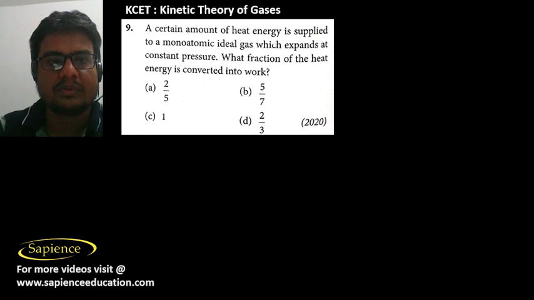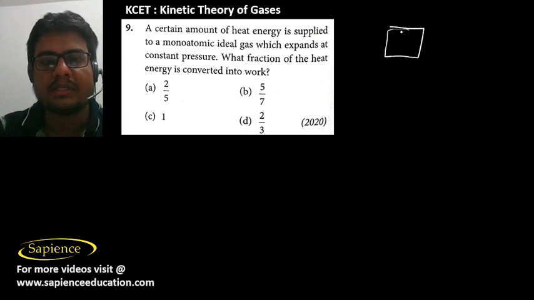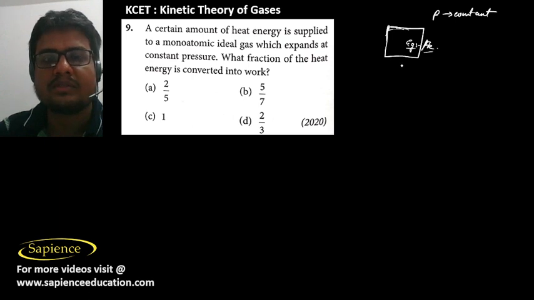Then it is told that a certain amount of heat energy is supplied to a monoatomic ideal gas. Suppose, for example, helium. So a monoatomic ideal gas expands at constant pressure, so the pressure is constant. A certain amount of heat energy is supplied, that is delta Q, and that will be equal to nCp delta T.